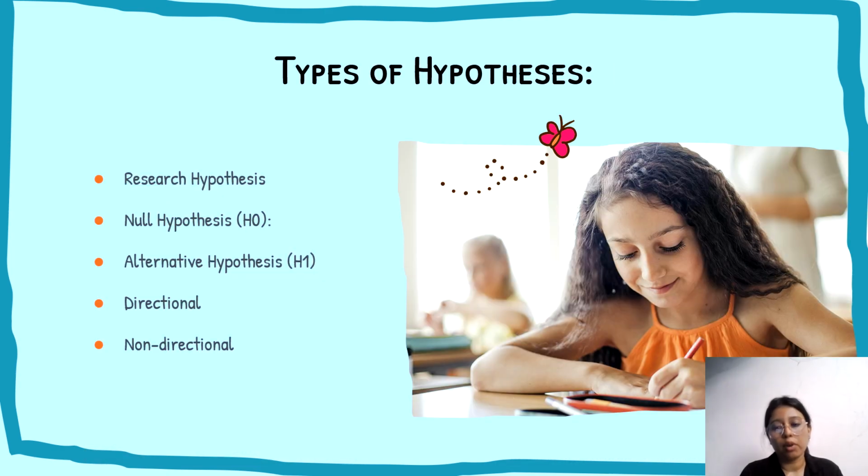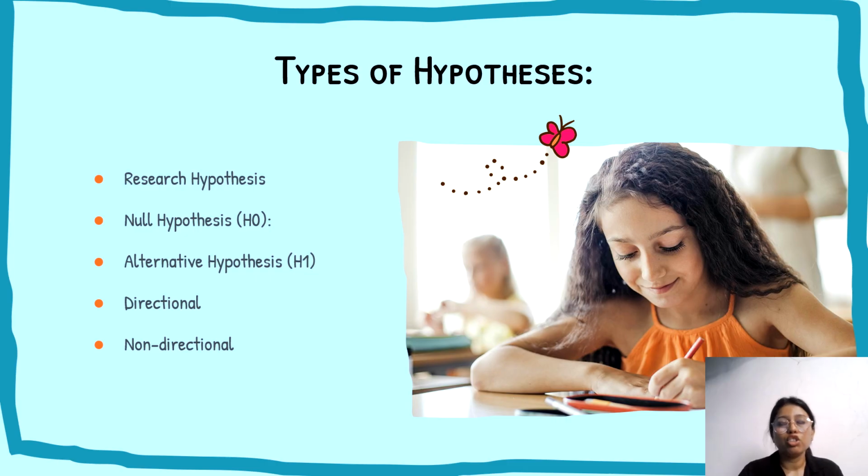Types of hypotheses. There are 5 types. Research hypothesis: relationship between variables. For example, stress affects academic performance. Null hypothesis: there is no relationship. For example, stress does not affect academic performance. Alternative hypothesis: accepted if the null hypothesis is rejected.